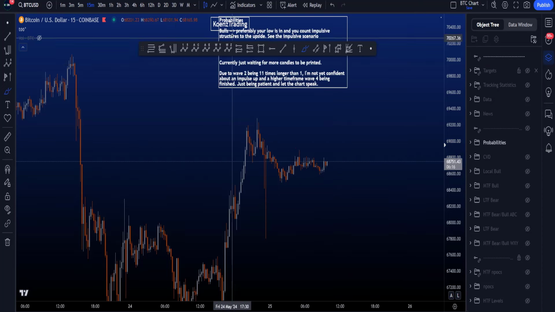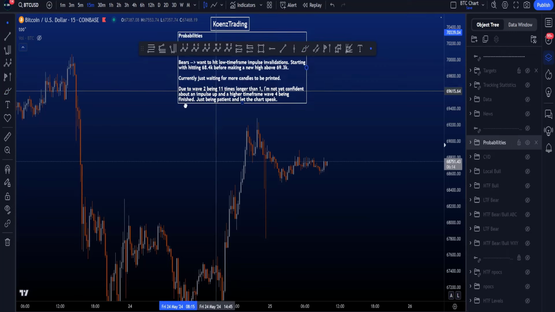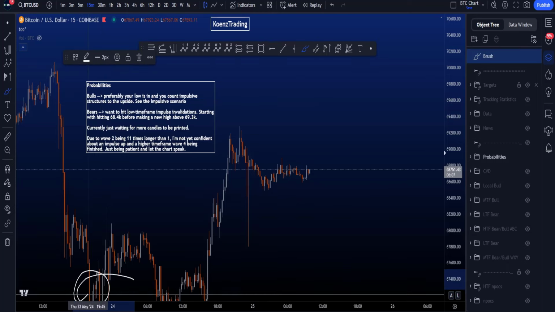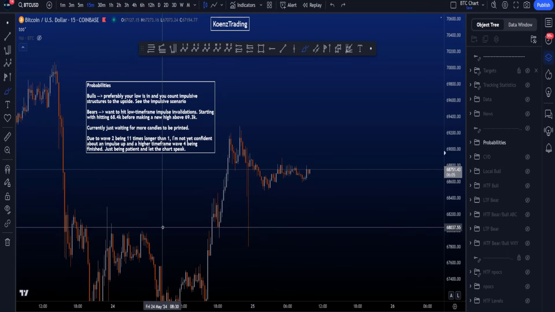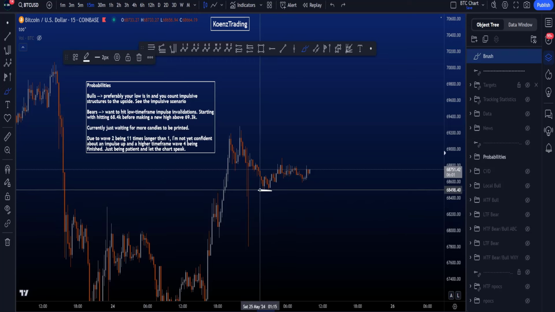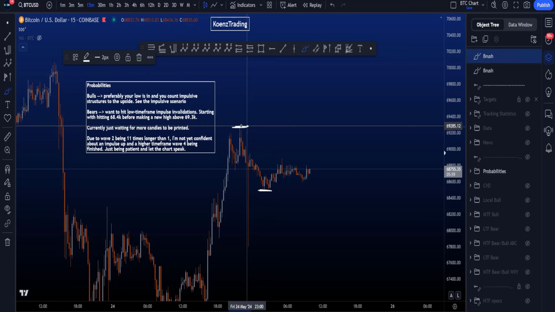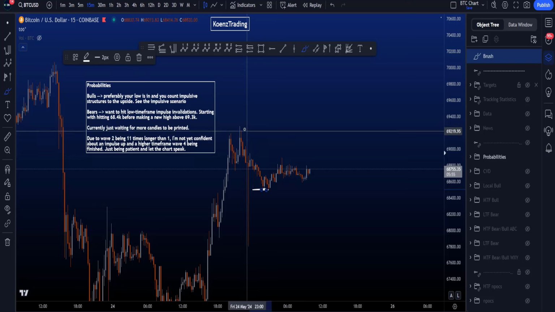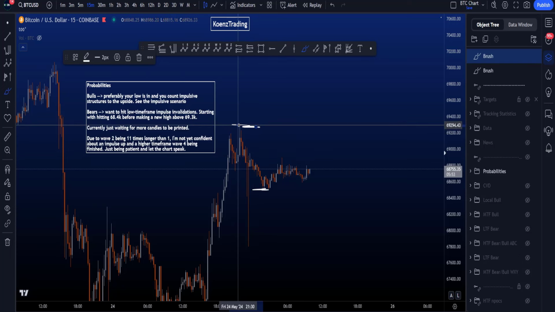If we then talk about the probabilities of the different scenarios, then at the moment it is quite simple. The bulls, preferably your low is in, right at the low over here, and you're going to count an impulsive structure to the upside. In other words, you do not want to see this low taken before taking out the high here. For the bears, you do want to hit this low before taking out the high.